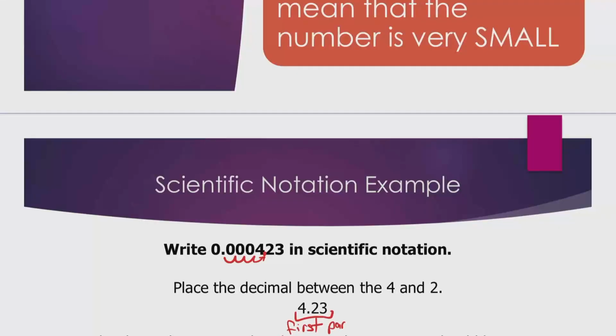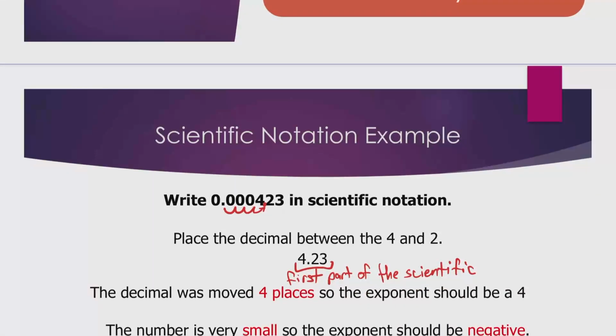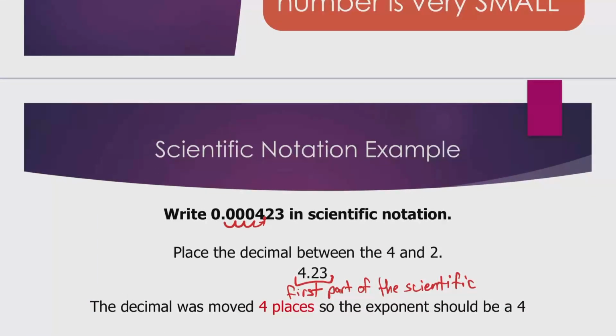And this 4.23 is the first part of the scientific notation, because I said there were 2 parts. This is the first part. The second part, what's the second part? Times 10, and then some other number. And we have to figure out what that number is. So we've got the first part, pretty easy, 4.23. The decimal place was moved over 4 places.